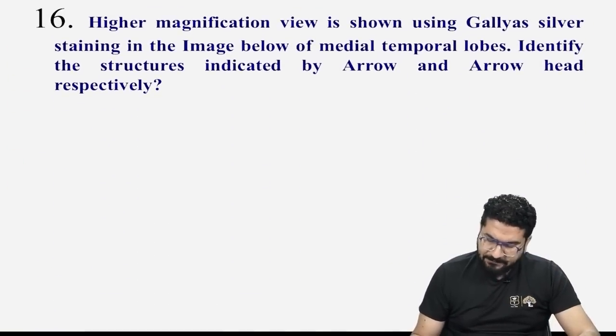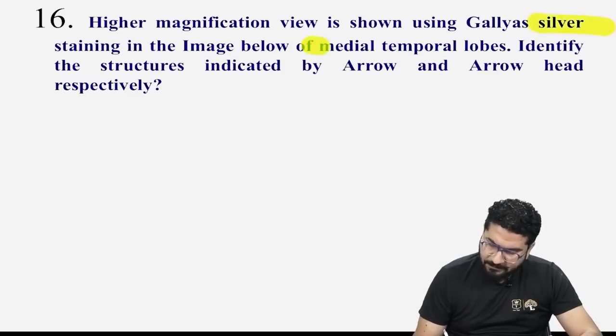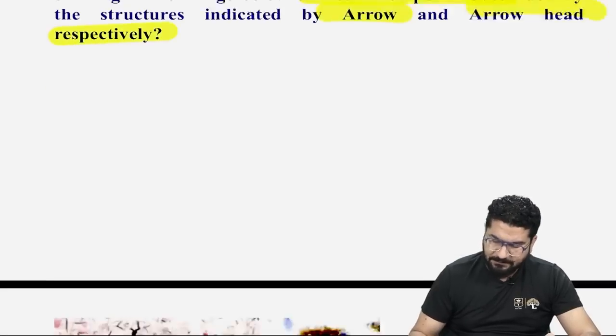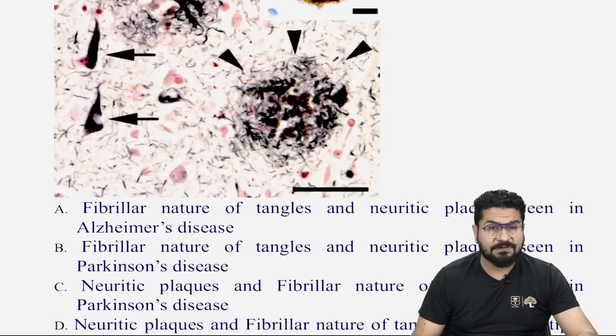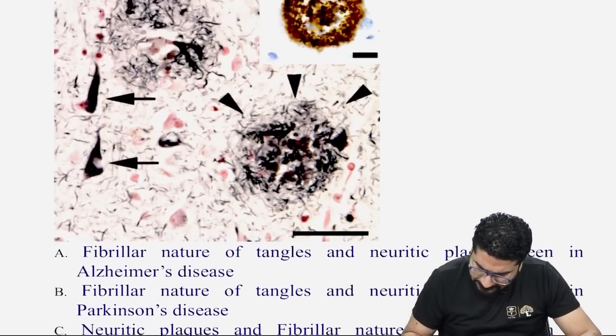Okay, a higher magnification view is shown using Gallyas silver staining in the image below. So silver stain is of the middle temporal lobe. Identify the structure indicated by arrow and arrowhead respectively. So arrow and arrowhead, they are asking you what it is. So you can see in this image, what we can see with this arrow is a triangular structure.